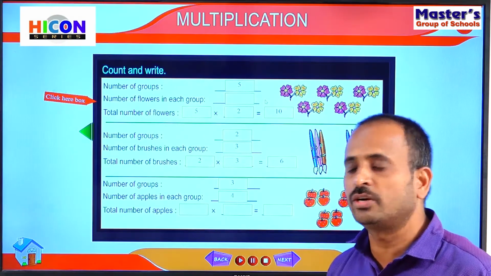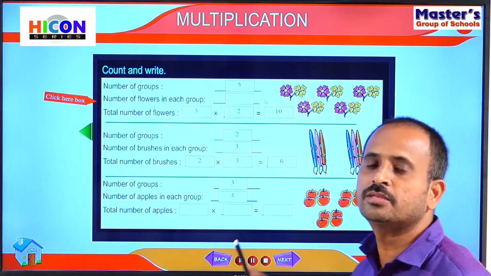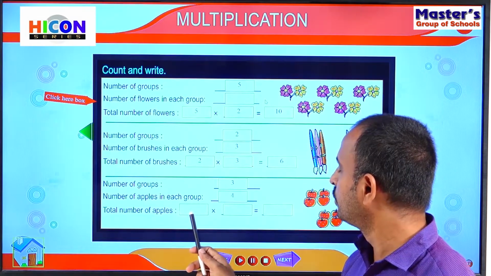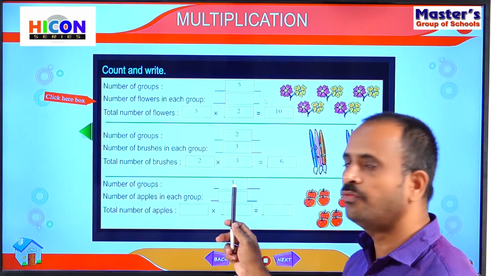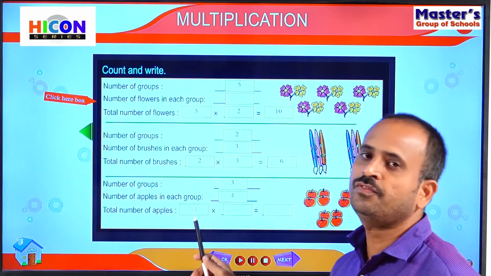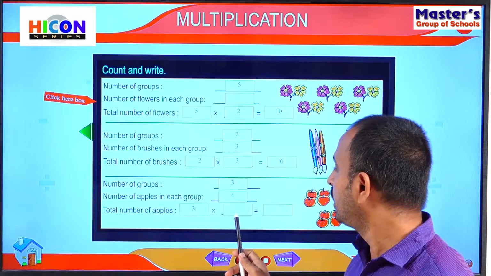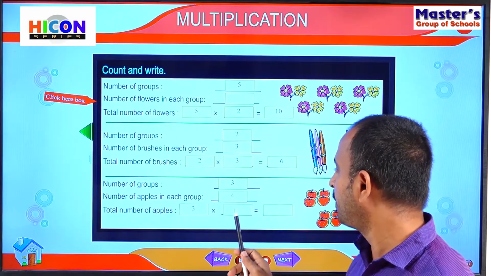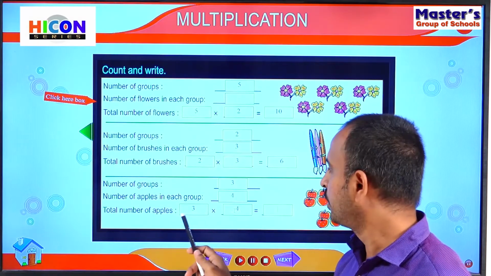Then how can we get the total number of apples? We can get the total number of apples by multiplication. So total number of apples is equal to, what number do we have to write here? The first number is number of groups. How many groups are there? 3. So write 3 in the first box. And what do we have to write in the second box? We have to write number of apples in each group. How many apples are there in each group? 4 apples. So write 4 here. That is 3 into 4.